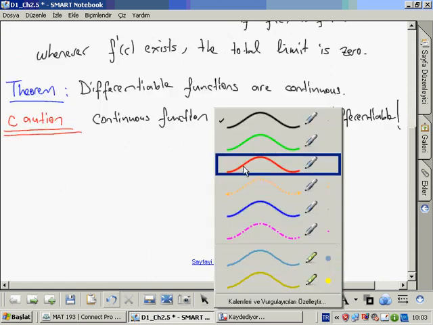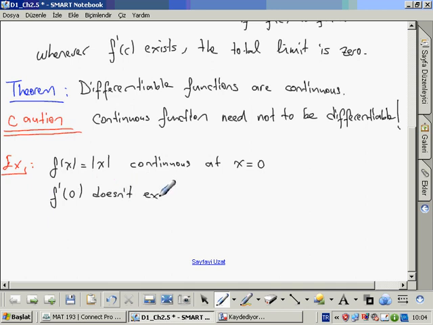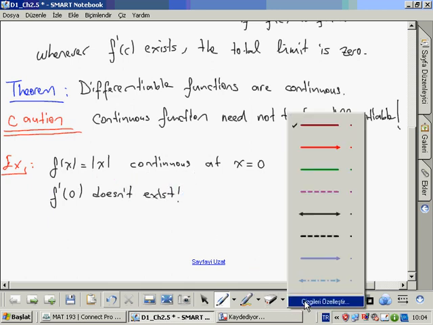A popular example about this: we know that f of x equals the absolute value of x. It's a continuous function at the point x equals 0, right? But f prime of 0 does not exist. Sketch it.